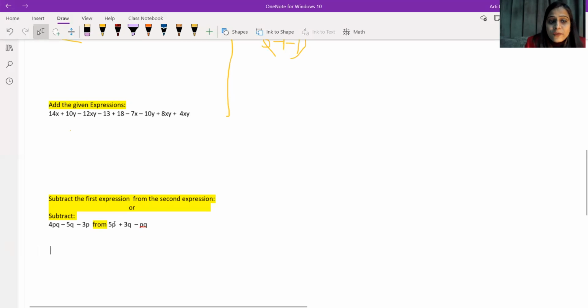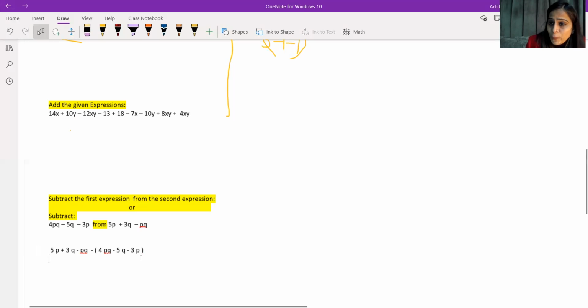So subtract this from this means I need to write this expression first, 5p plus 3q minus pq. The expression which is written after the from, you need to write that first, because we need to subtract this from this. So I need to write this expression first. Then I'll put minus sign because I have to subtract this. In subtraction problems, you need to write first expression in the bracket only. 4pq minus 5q minus 3p.